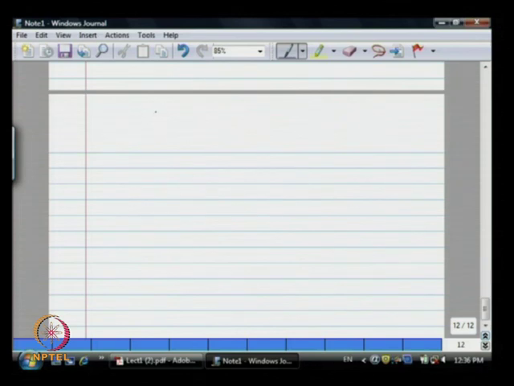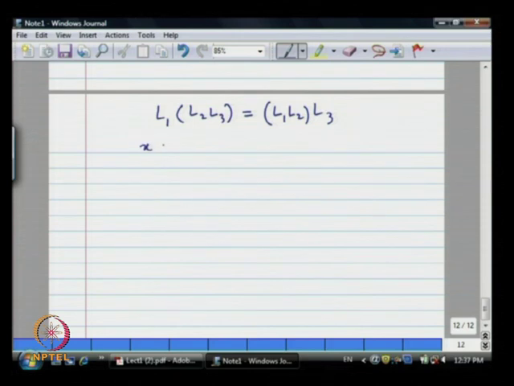Let us show that concatenation of languages is associative. That means, if L1, L2 and L3 are languages, then L1 L2 concatenated with L3 is equal to L1 concatenated with L2 L3. To prove this, first observe that the concatenation of strings is also associative. That means, if x, y, z are strings, then first concatenate y and z and take the concatenation of x with that string, it will be equivalent to xy concatenated with z. Therefore, you can write it as xyz.